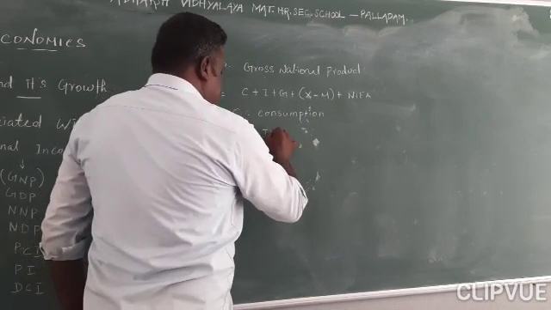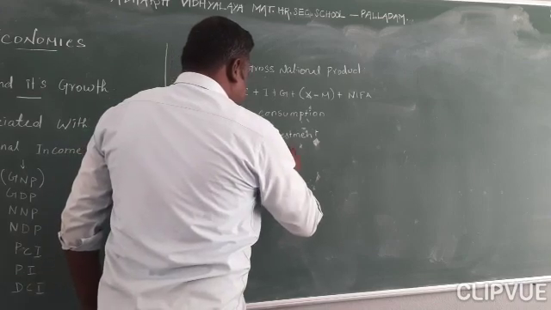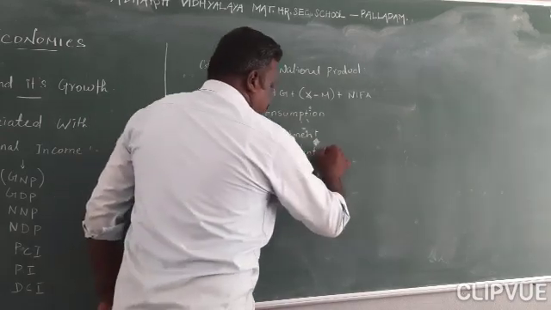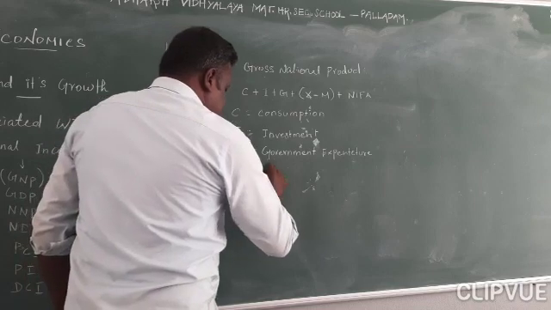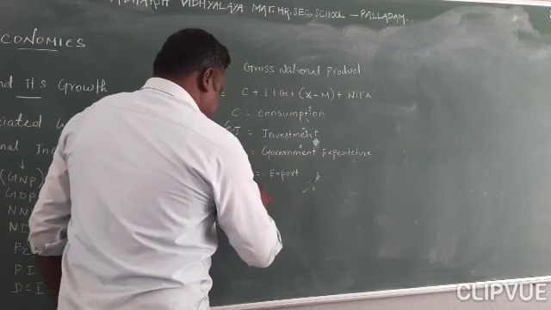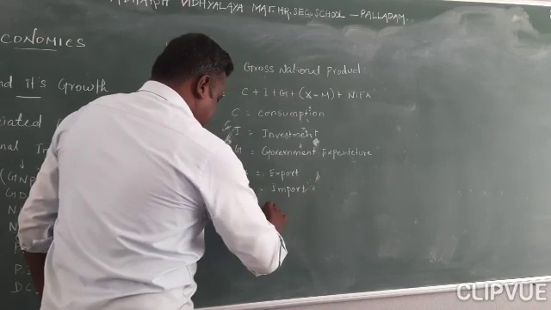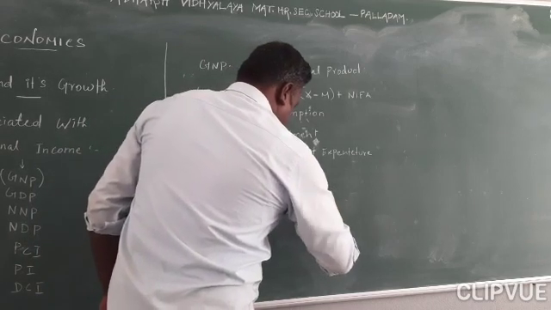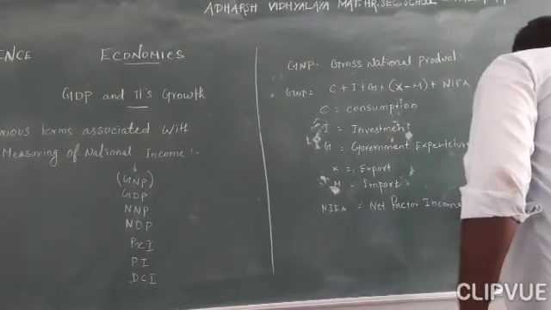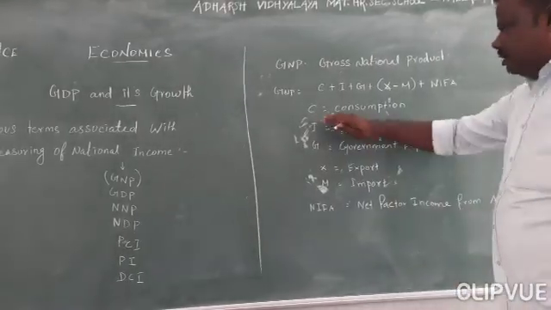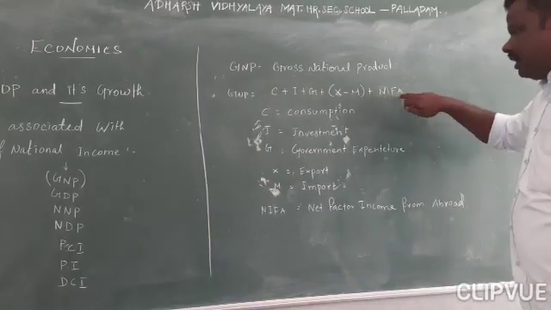I, investment. G, government expenditure. X, this is export, and M is import, and NIFA, that is net factor income from abroad. Okay, so C is consumption, I is investment, G is government expenditure, export and import, X minus M, and net factor income from abroad.